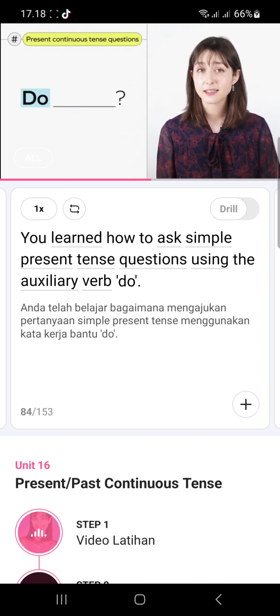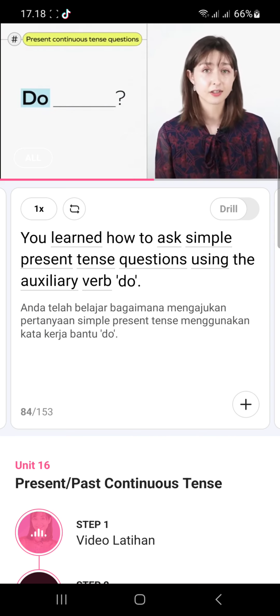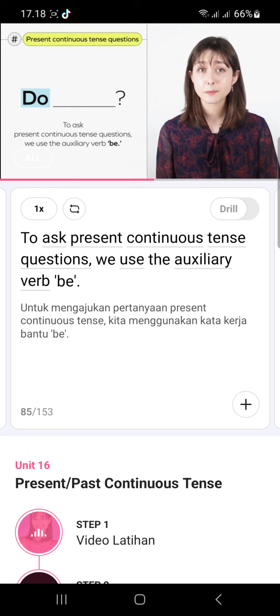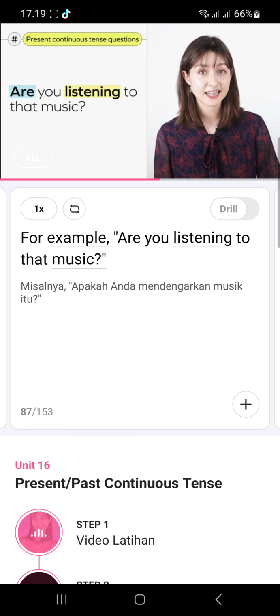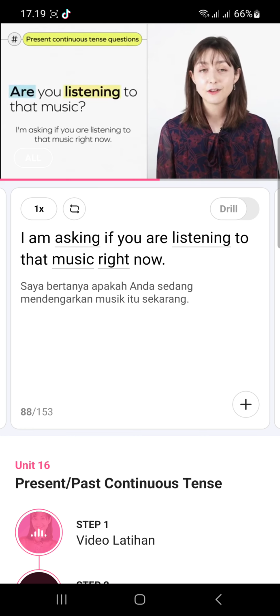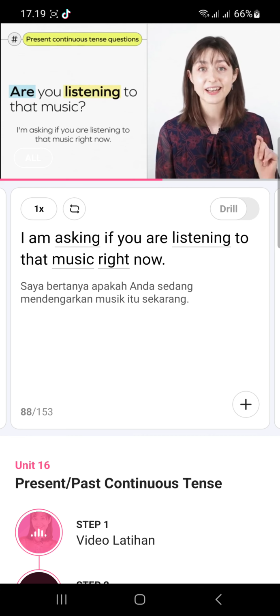You learned how to ask simple present tense questions using the auxiliary verb do. To ask present continuous tense questions, we use the auxiliary verb be. Be questions are about things that are happening right now. For example, are you listening to that music? I am asking if you are listening to that music right now.